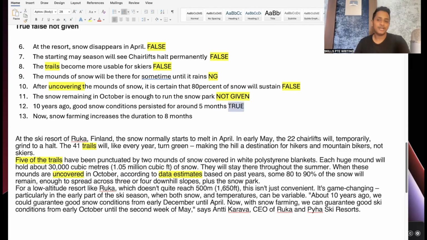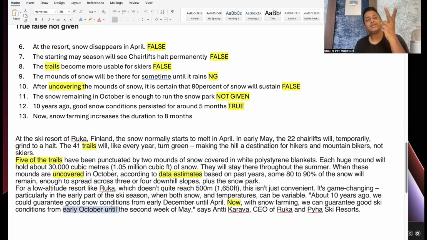Are you getting it? Hope you are getting it. Now, currently, snow farming increases the duration. With snow farming, snow farming has been done, because of which we can now guarantee good snow conditions from early October till second week of May.